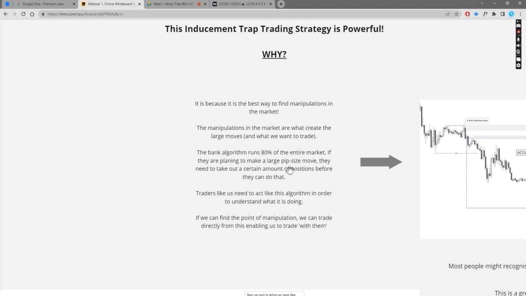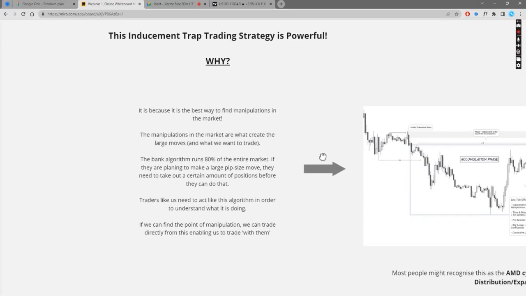If they're planning to make a large pip size move, they need to take out a certain amount of positions before they can do that. Traders like us need to act like this algorithm in order to understand what it's doing. If we can find the point of manipulation, we can trade directly from this, enabling us to trade alongside of them, yeah?